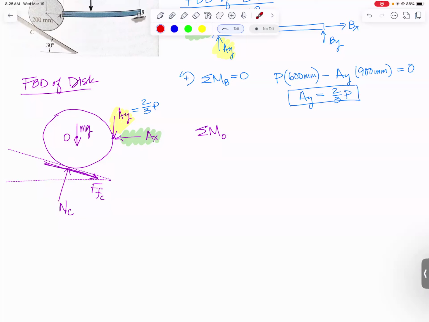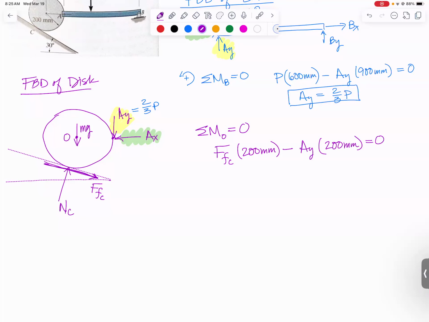So the only forces that cause a moment about point O are AY, which will cause a clockwise moment, and FC, which will cause a counterclockwise moment. And here's the beauty: their distance away is just the radius of the disk. So this becomes a very easy moment equation to write. We will have, counterclockwise, the force of friction at C times the radius of the disk, 200 millimeters, minus AY times the radius of the disk, 200 millimeters. Look how easy that was.